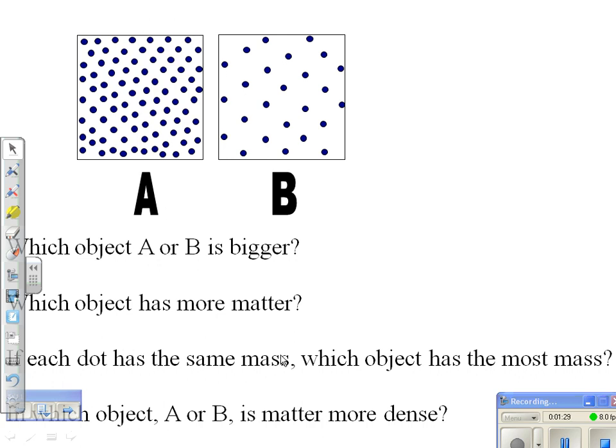If each dot has the same mass, which object has the more mass? So if these were molecules, since it has more molecules, A has more mass. So once again, just visually looking at them, we would say A is a denser object. Even though they're the same size, A has more matter, more stuff.